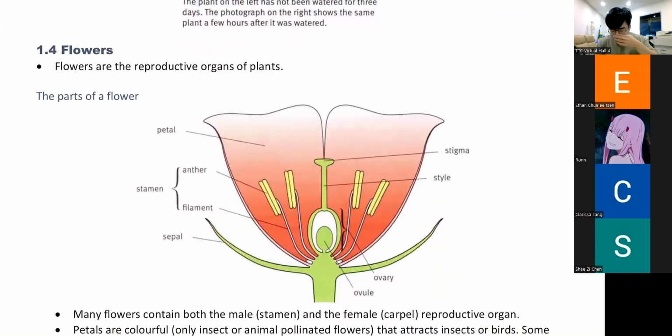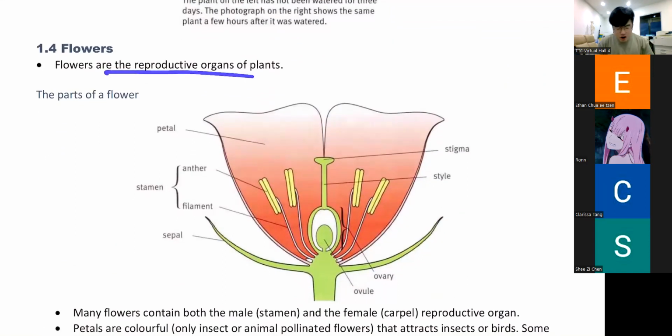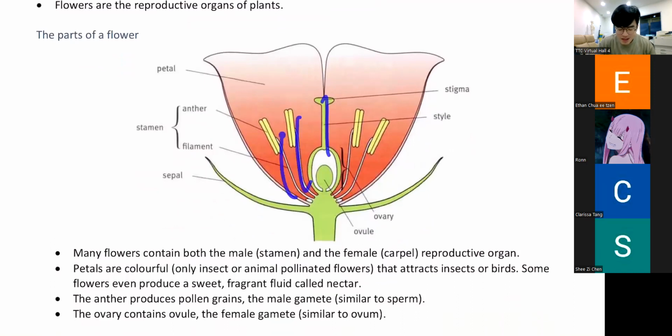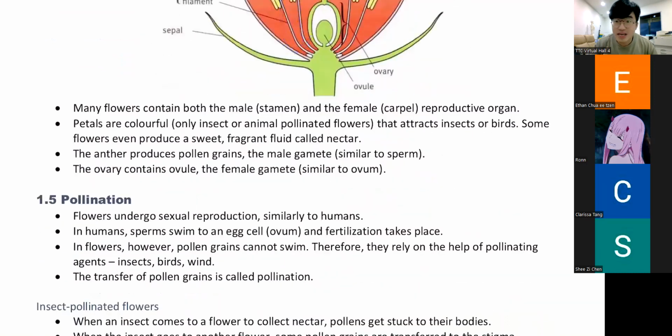Anyway, so next, flowers. Flowers are the reproductive organs of a plant. I think I told you this before. Flowers are the vaginas and the penises of a plant. So weird, isn't it? Yes, some flowers are bisexual, but some flowers are unisexual.